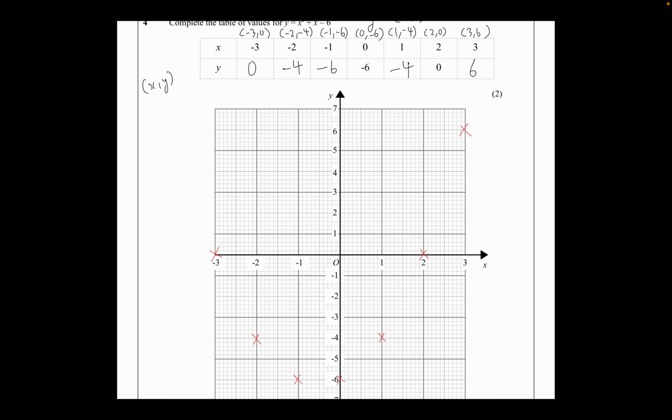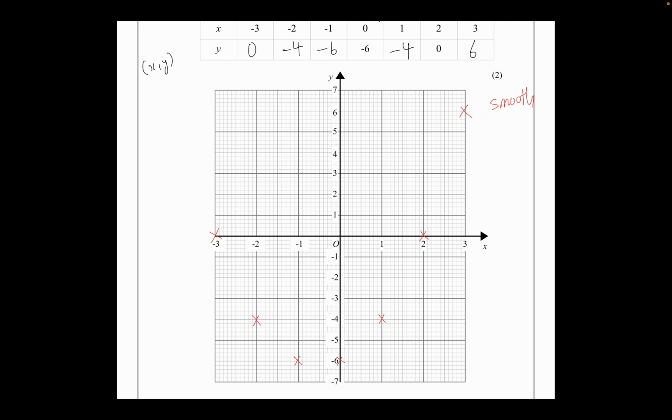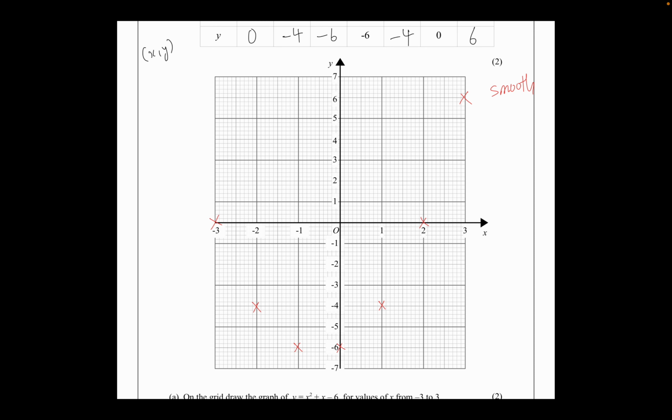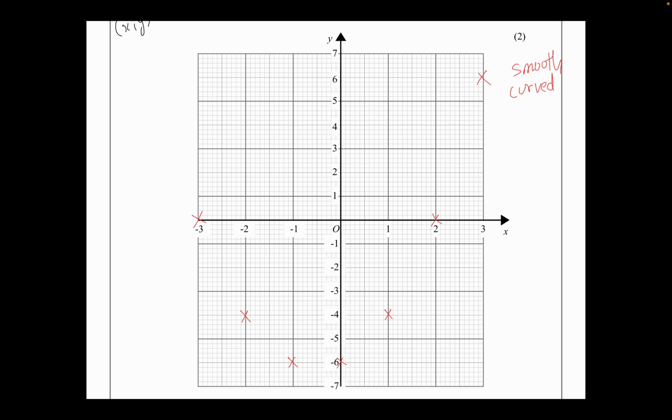Now we have to draw a parabola. Remember, the parabola curve should be really smooth. It should be a smooth graph. So I'll just try to draw a smooth parabola curve. Remember to just draw a smooth curved line. So it should be smooth and it should be curved. I'm just going to try to draw a smooth curved line, hopefully so you can see it.